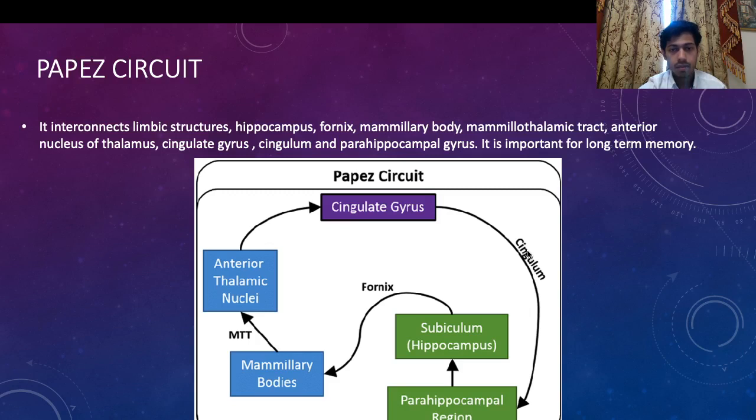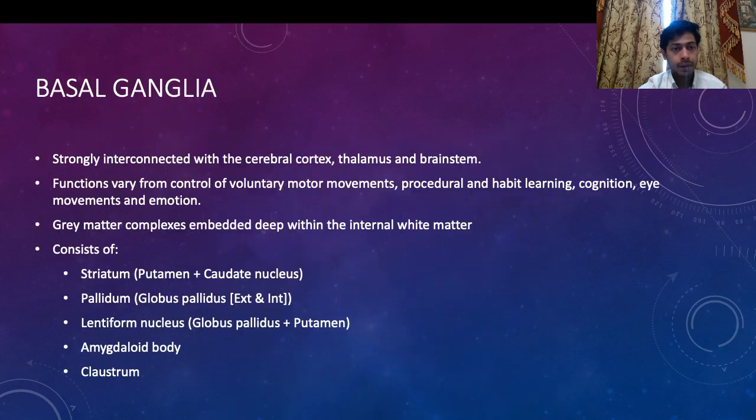So this is the Papez circuit. Okay, so basal ganglia. What is the basal ganglia? So basal ganglia is responsible for the control of voluntary motor movements, procedural and habit learning, or just general learning, you can say as well, cognition and eye movement and emotion. It is strongly connected with the cerebral cortex, the thalamus, and the brainstem.